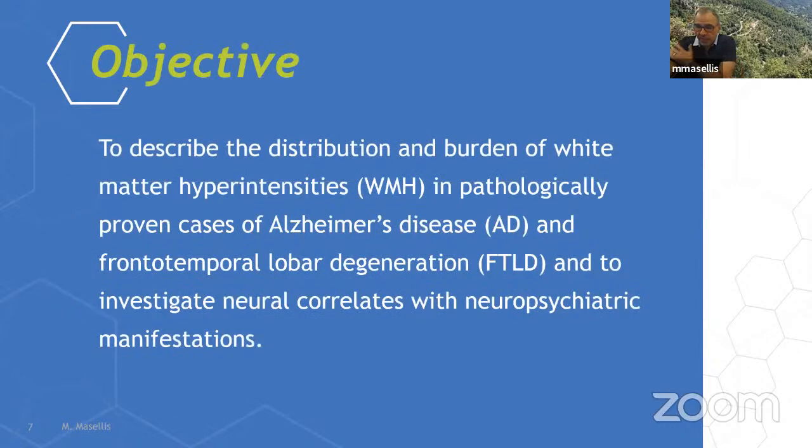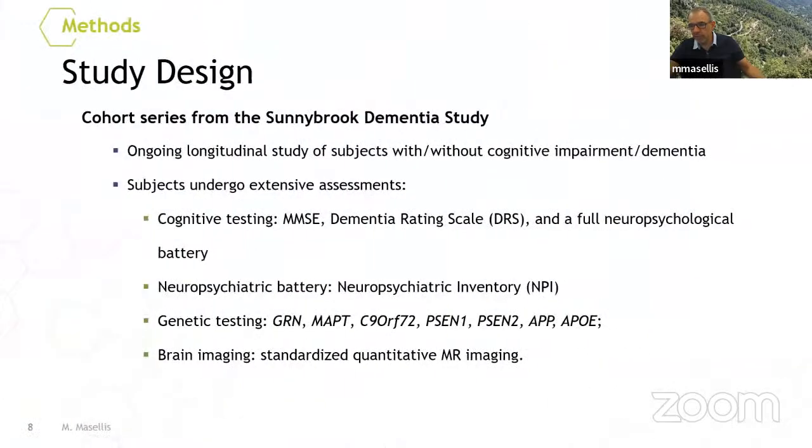So the objective of this study is to describe the distribution and burden of white matter hyperintensities in pathologically proven cases of Alzheimer's disease and frontotemporal lobar degeneration, and to investigate neural correlates with neuropsychiatric manifestations. We acquired our cases from the Sunnybrook Dementia Study. This is an ongoing longitudinal study of subjects with or without cognitive impairment or dementia, started by my mentor, Dr. Sandra Black, many years ago.